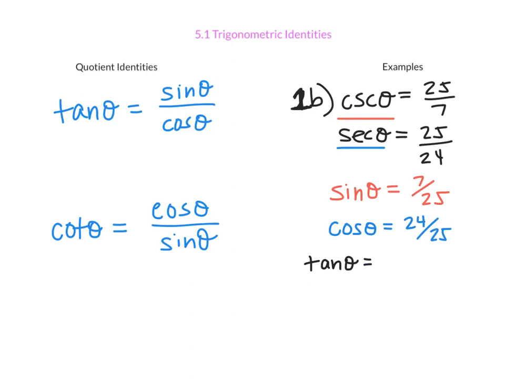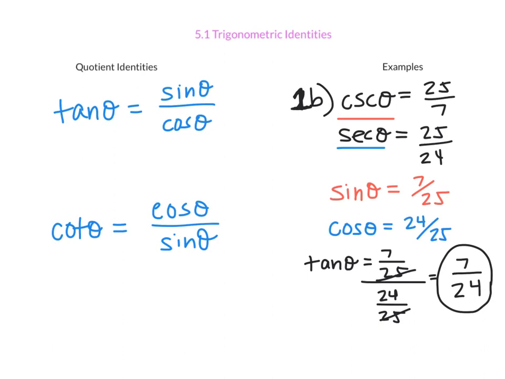Okay, the tangent is the sine divided by the cosine, so it's 7 over 25 divided by 24 over 25. And again, this is called a complex fraction. It's a fraction within a fraction, which can sound scary, but I promise it's not. And when we have something similar in the top and the bottom, remember, we can cancel those out. So this is 7 over 24.